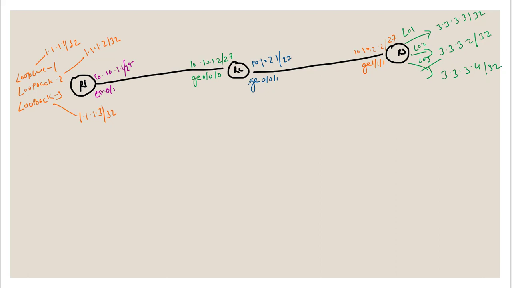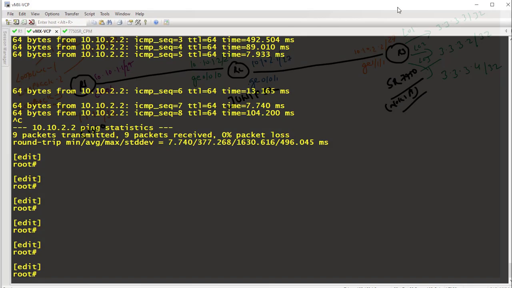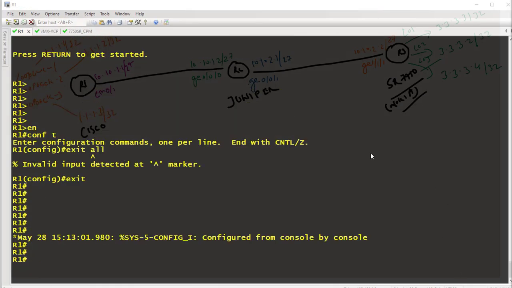So this is my simple topology of three routers. First, R1 is Cisco, R2 is Juniper and R3 is Nokia. So let's start with the configuration. First, start with the Cisco router R1, which is connected with the Juniper router on interface Eth 0/0. So let's verify the connectivity first.